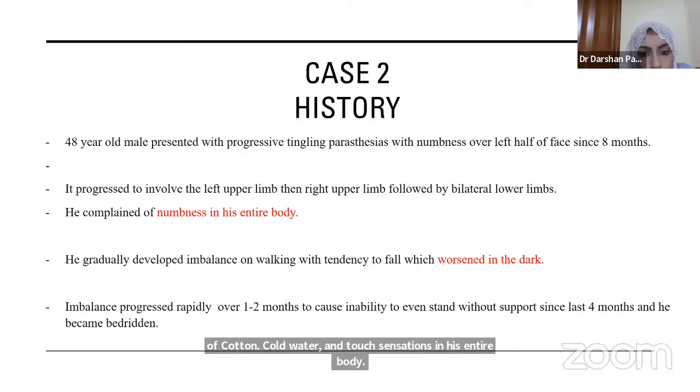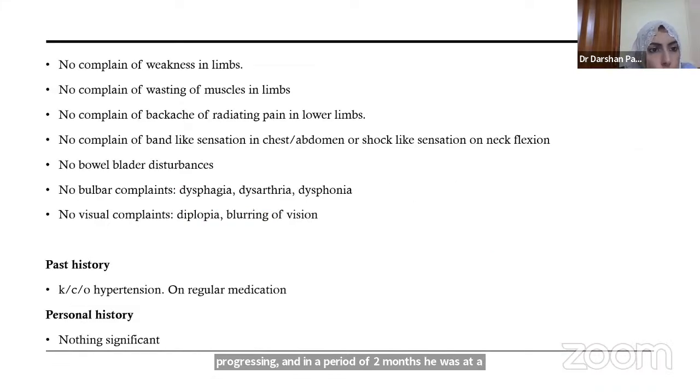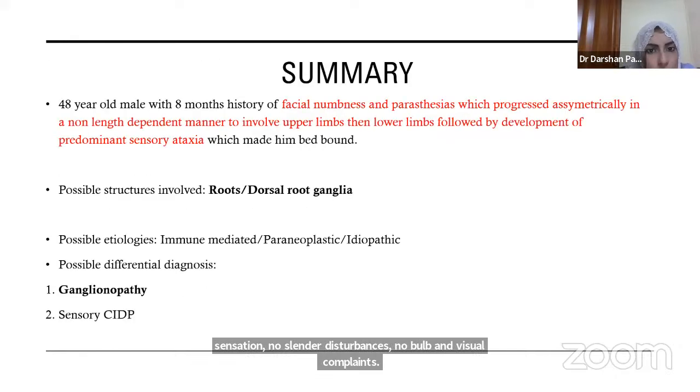He gradually developed an imbalance on walking with a tendency to fall, and this worsened in the dark when he used to close his eyes. The imbalance progressed, and within 2 months he could not even stand without support and could not take a single step without support. He did not have any other weakness in the limbs, no wasting, no backache, no radiating pain, no band-like sensation, no sphincter disturbances, and no bulbar or visual complaints. He was a known hypertensive, otherwise no other significant history.